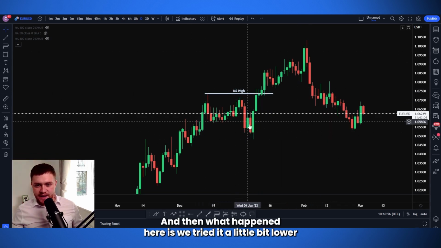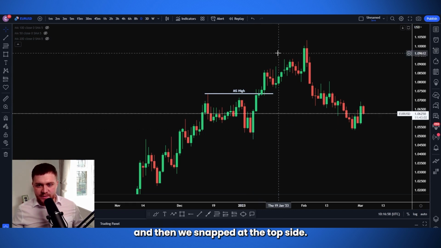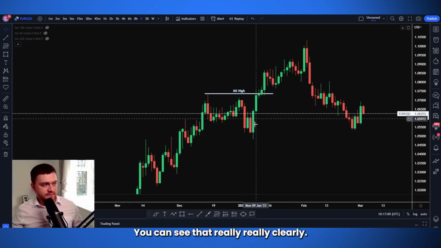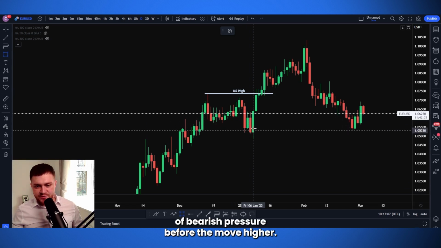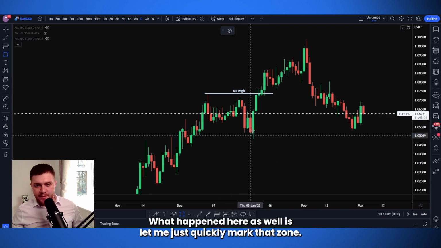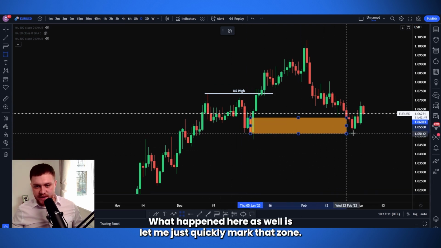And then what happened here is we traded a little bit lower and then we snapped to the top side. You can see that really, really clearly. So this is our last piece of bearish pressure before the move higher. What happened here as well is, let me just quickly mark that zone.